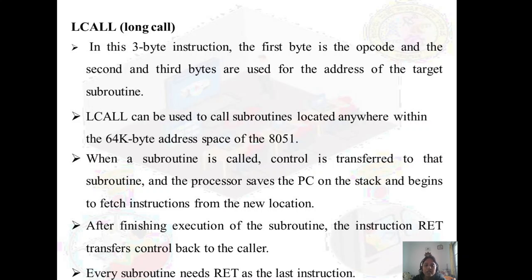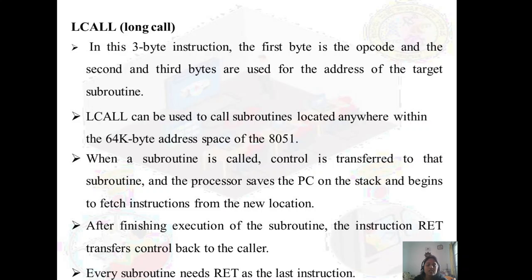Whenever a subroutine is called, the control is transferred to that subroutine. The processor saves the PC on the stack and begins to fetch instructions from the new location. When you call the subroutine, the control will go to that subroutine. So again, it has to come back from the subroutine, right? Then where does it have to come back? So it has to save the address by using the stack.